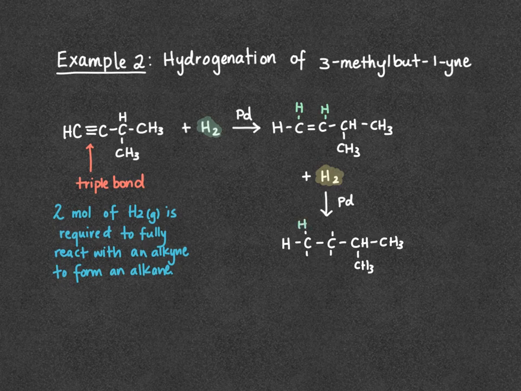So we have our green hydrogens from our first hydrogenation and our yellow hydrogens from the second. A general rule of thumb is you need 1 hydrogen molecule for every double bond and 2 hydrogen molecules for every triple bond.